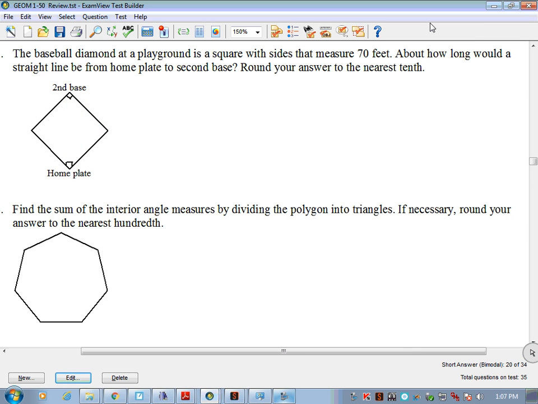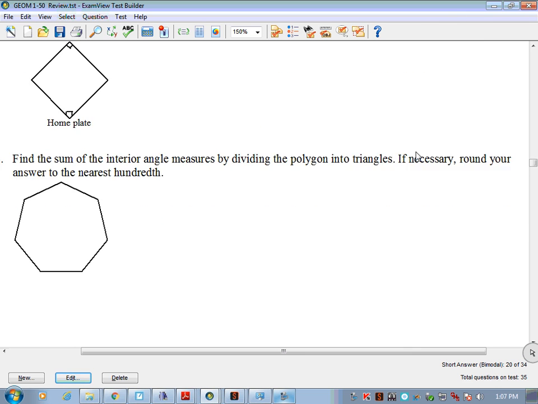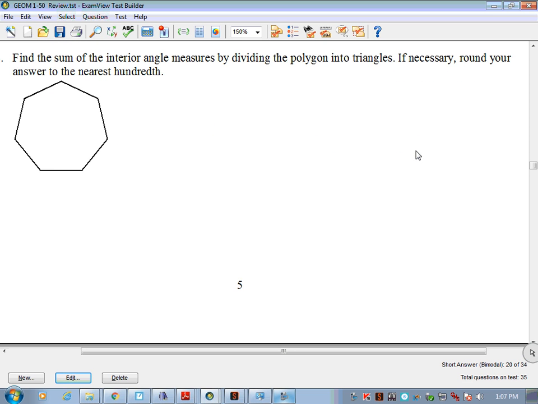All right. Next question. Find the sum of the interior angle measures by dividing the polygon into triangles, if necessary. Round your answer to the nearest hundredth. The sum of the interior angles, they say, by dividing the polygon into triangles, would look something like this, and then this, and this, and then that right there. How many triangles do I have inside that polygon? 1, 2, 3, 4, 5.